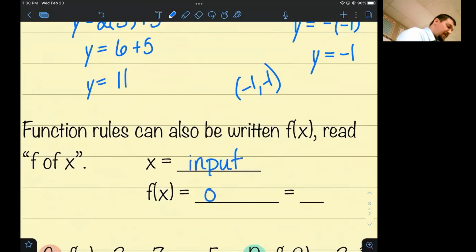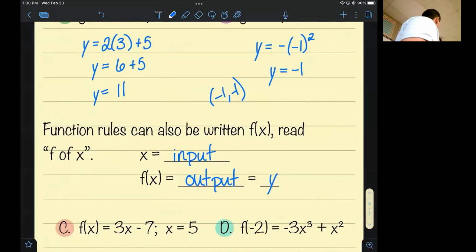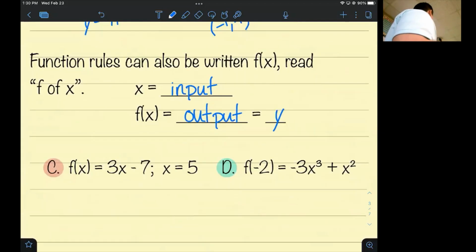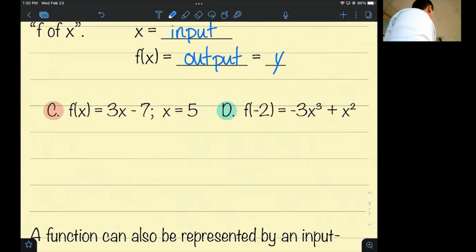F of x is the output, or the y variable. So we're replacing y with f of x. And so let's try to do this again. The reason people write it like this, you can see in that second example for D, is because it actually tells you what you're inputting without having to write it off to the side.